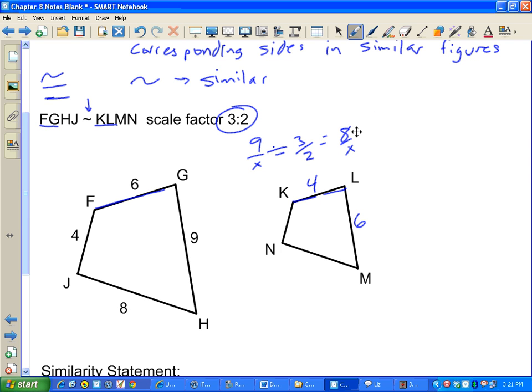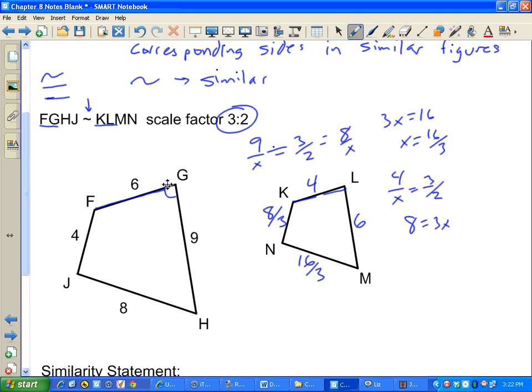Here I am going to cross multiply. So I'm going to get 3x equals 16. So x is 16 thirds. Okay, and this corresponds to this, so this would be 16 thirds. Okay, here I'd have 4 over something equals 3 over 2. So I'd have 8 equals 3x. So this is 8 thirds, the corresponding side. Okay, that's what similar means.